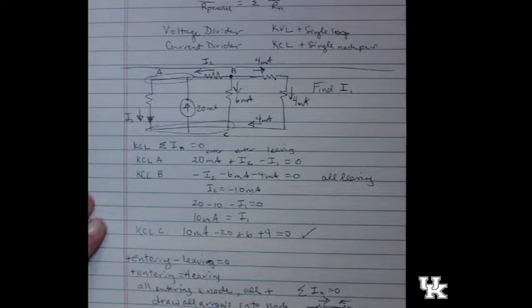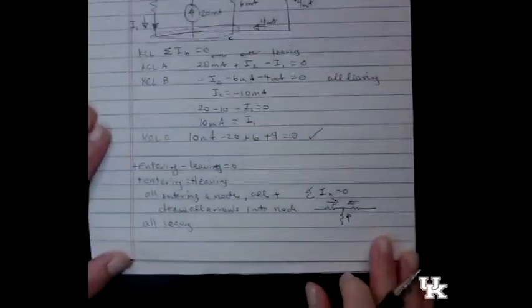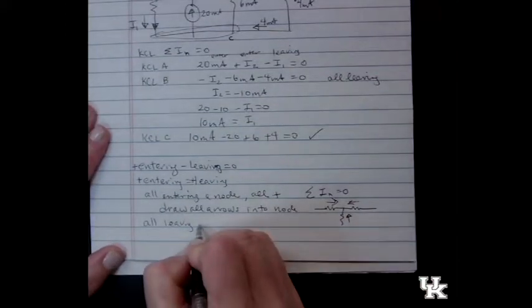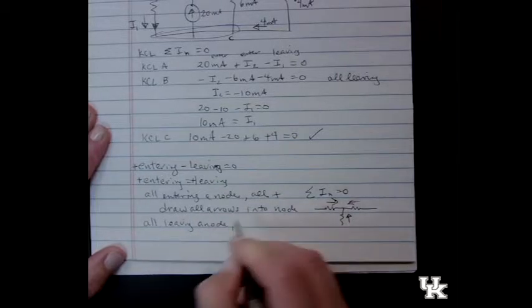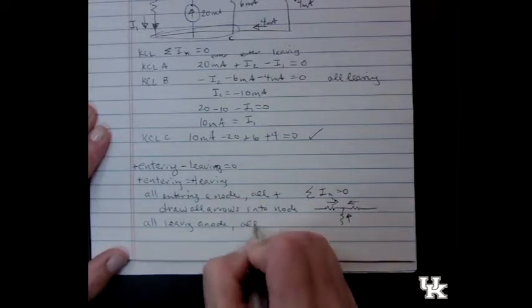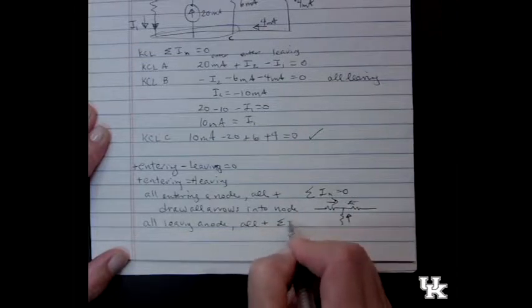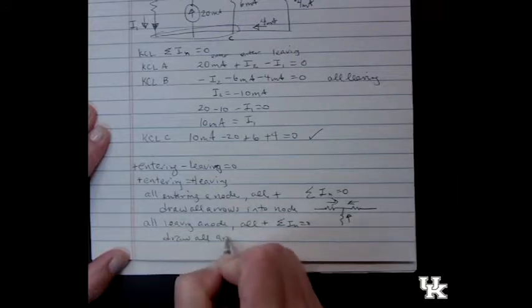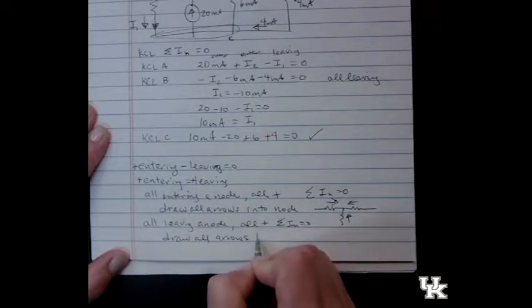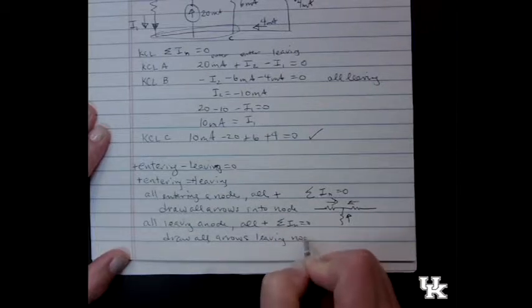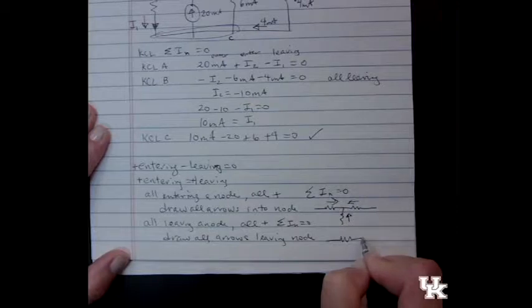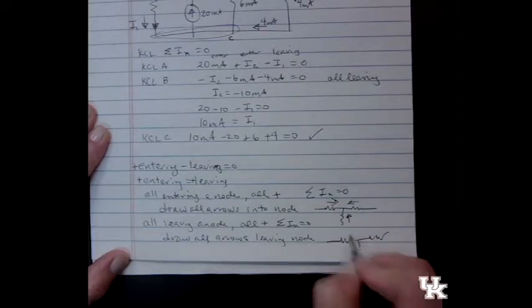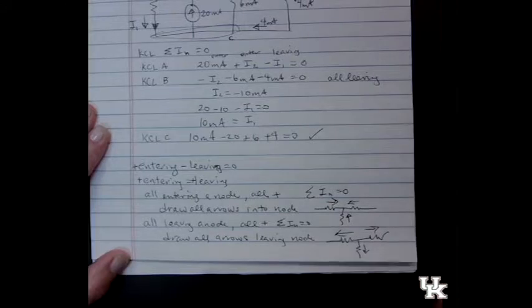We could do the same thing where they're all leaving a node, not anode, and they're all positive. So the sum of the currents is 0. And we would draw all the arrows leaving the node, out of the node. So in that picture, we would have all the arrows going away, and they would all sum up to 0.